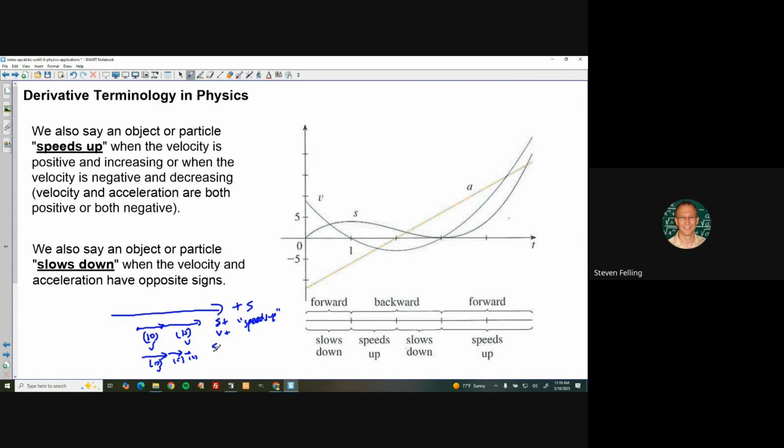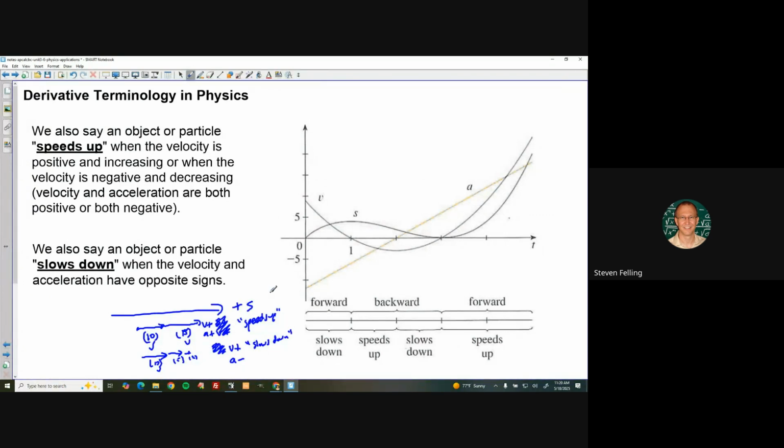I misspoke here. If the velocity is positive and the acceleration is positive, in other words, the numbers are getting bigger for velocity, then we're saying it speeds up. If the velocity is positive, so we're moving in the positive direction, but the acceleration is negative, meaning that the velocity numbers are decreasing, then we have to say that the object slows down.